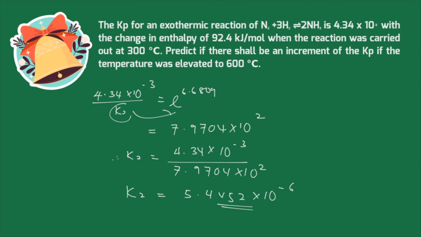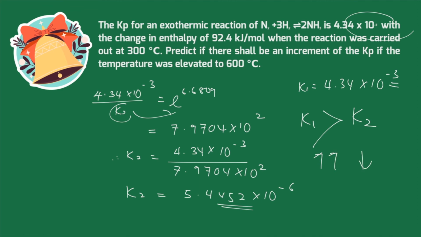Alright, so from here we need to compare your K1. Your K1 is actually equivalent to 4.34 times 10 to the power of negative 3. So from here we can say that your K1, because it's negative 3, is actually bigger than your K2. Therefore we can say that the higher the temperature, the lower the Kp. So that is the final answer for this question.